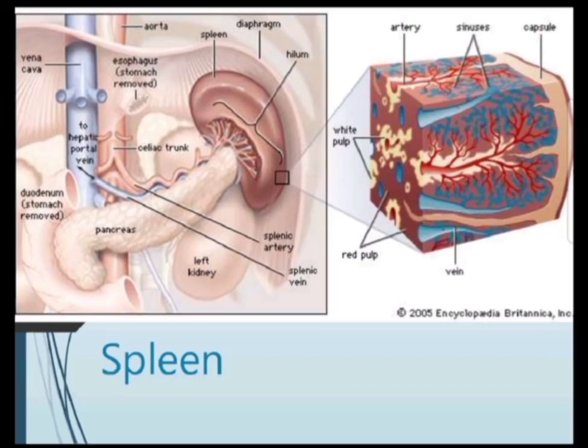With the naked eye, the red pulp is very darkly stained, but under the microscope the red pulp is lightly stained, because the red pulp is made up of the splenic sinusoids and the cords of Billroth. These are anastomosing and branching cords which are made up of lymphocytes, plasma cells, different types of erythrocytes and mast cells.